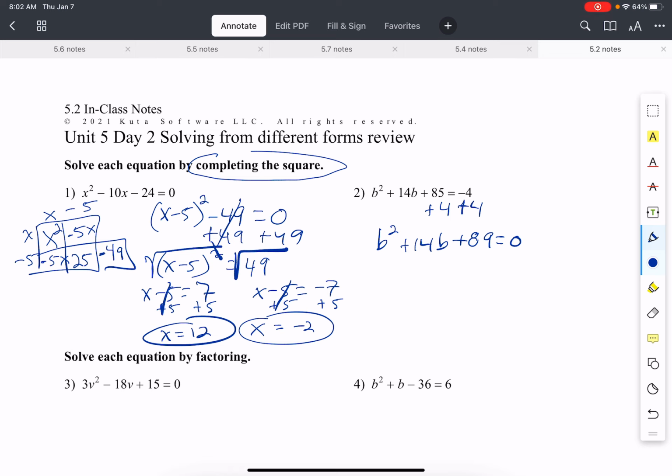I'm going to walk around, but I want you guys to take a second with your neighbors, and I want you to try solving number 2. Put it into vertex form.